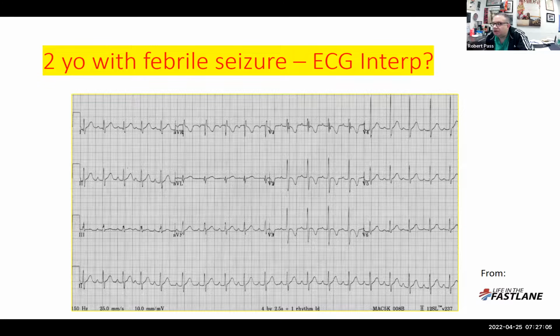Yes, that's true. People have different views or thoughts on this. I was always taught that RSR prime in V1 is a normal observation. I think most people believe that. And I would not call it a so-called incomplete right bundle branch block unless I saw it also extending to V2. That's sort of what I was taught. I don't know that that's right, but in this case, I would probably not even comment on it if I were formally interpreting this tracing. But I would probably comment on the PR interval being, in a 2-year-old, right at the level of first degree heart block.